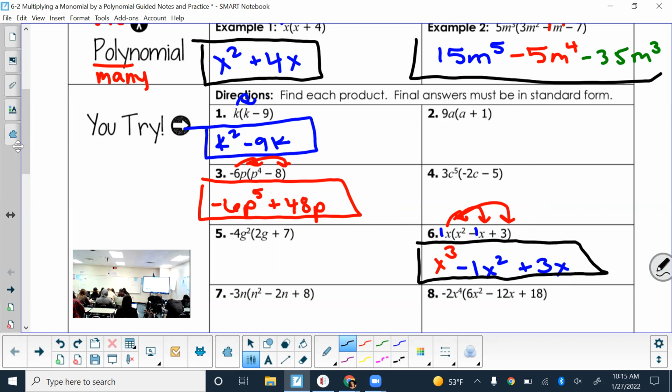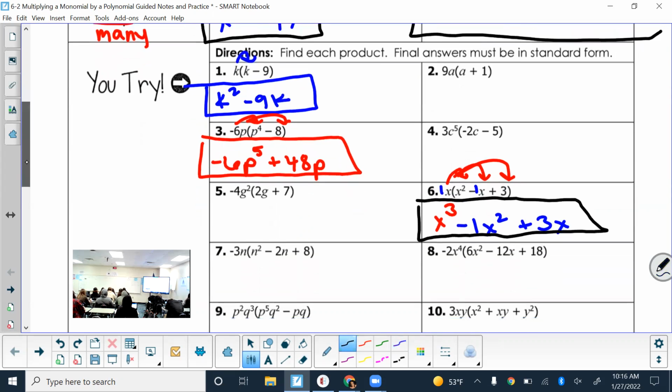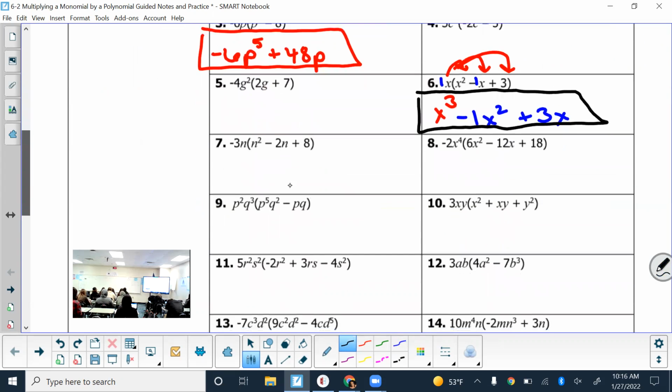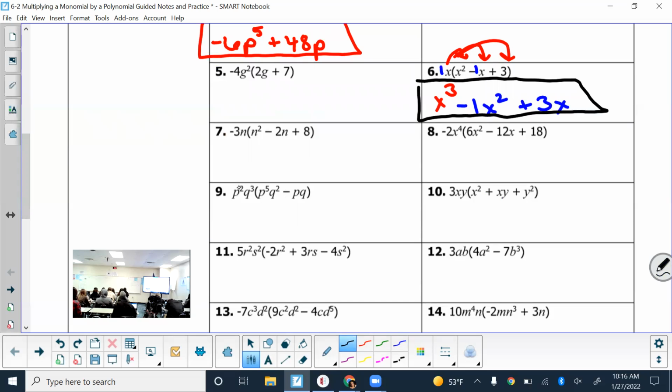All right, so let's look at the more challenging ones. Scrolling down, let's look at the ones that have multiple letters. Like number 9. Same thing, you distribute the outside term by the inside terms. And just like when we did the exponent rules lesson, you need to keep your same bases together. So just take it a piece at a time.